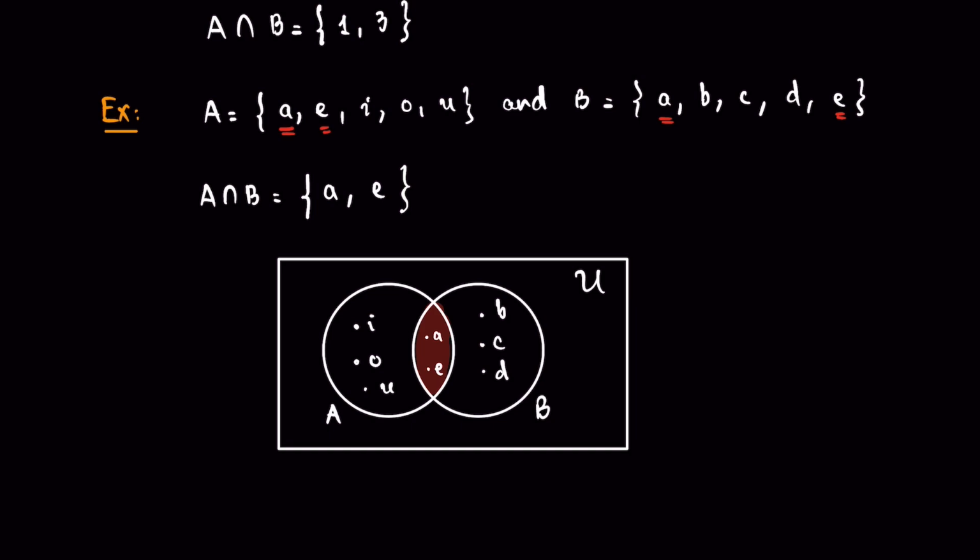Now that's it for the union and intersection set operations. In the next video, I'm going to talk about disjoint sets and the difference between two sets.